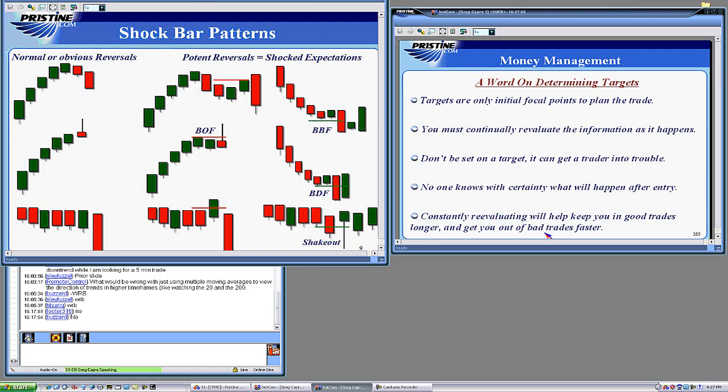We reevaluate. And by doing that, it may actually keep you in a trade, because while you had thought prices would only move to a certain level, there are times where prices are going to move well beyond where we thought they might. So managing it the way we've discussed will keep you in that trade longer.